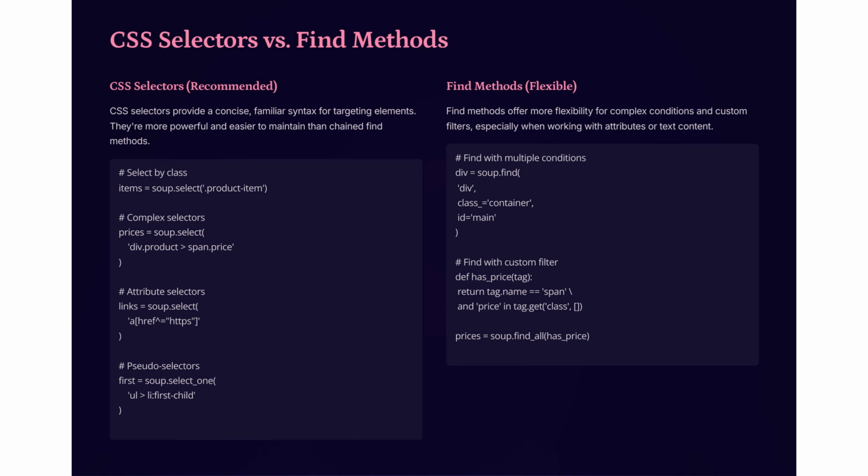CSS selectors offer a concise syntax for targeting elements, ideal for maintainability. Use them for class, complex, attribute, and pseudo selectors. In contrast, find methods provide flexibility for complex conditions and custom filters, especially useful for attributes or text content. Choose CSS selectors for simplicity, and find methods for nuanced searches.